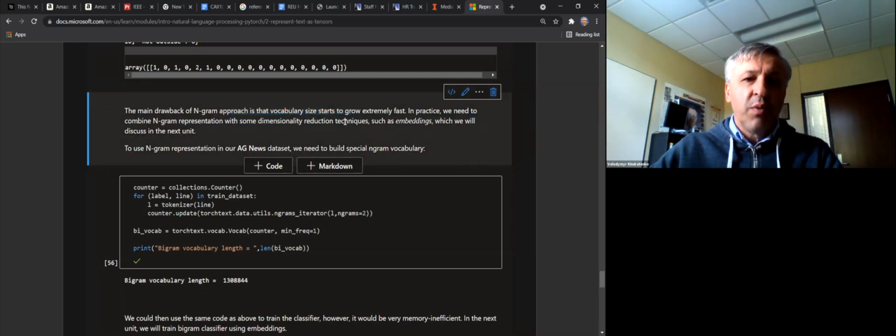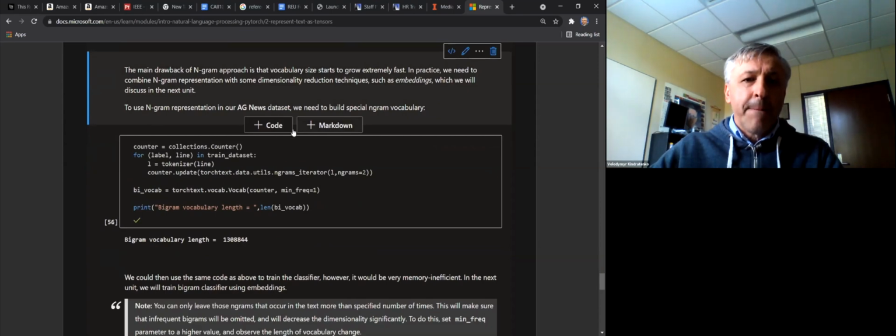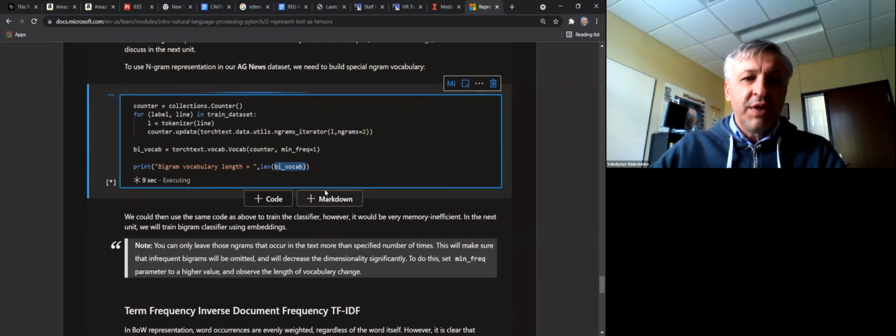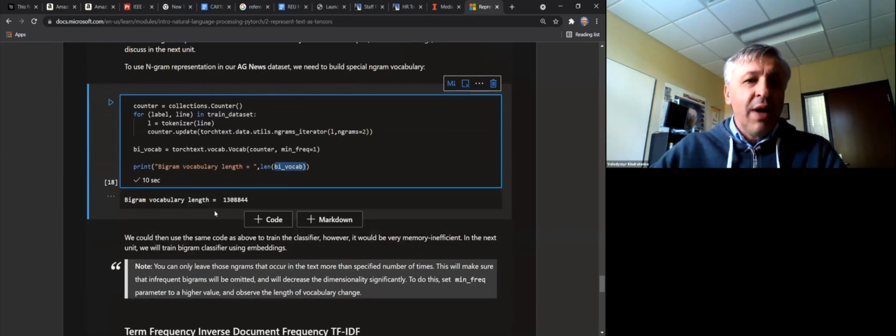And if you, for example, build this dictionary for our training data set, and we print the number of words in this dictionary, we will see that from 92,000 words, we actually went to something like 1,300,000 words in this dictionary.